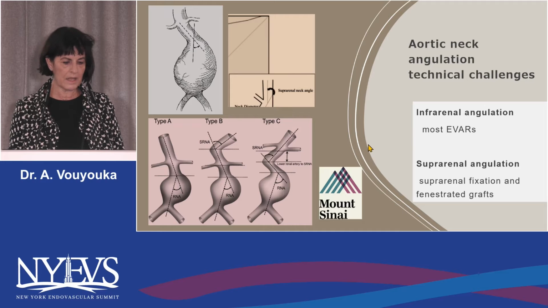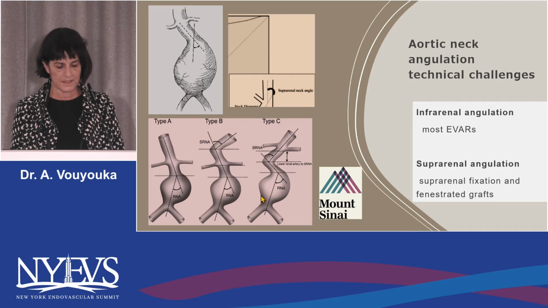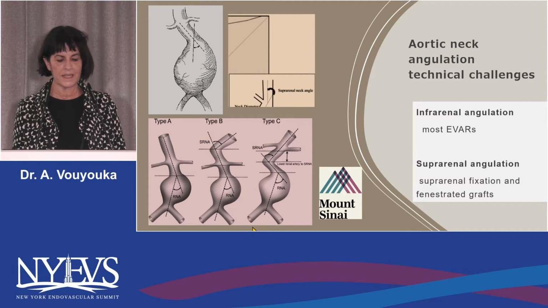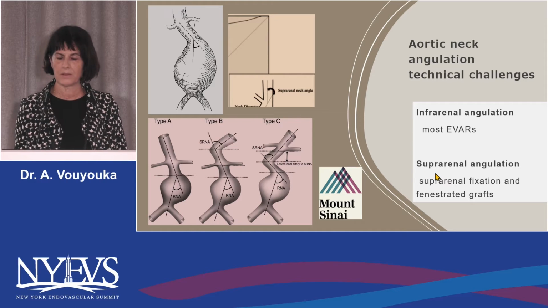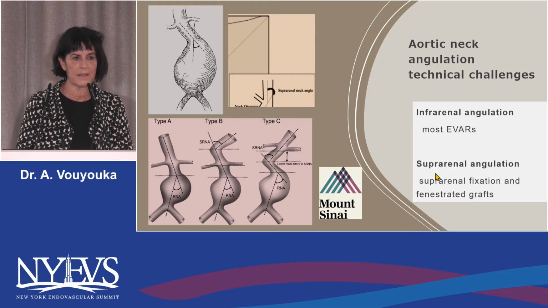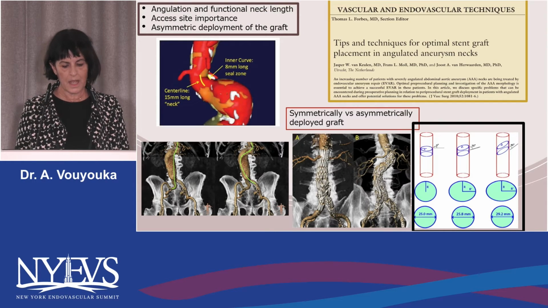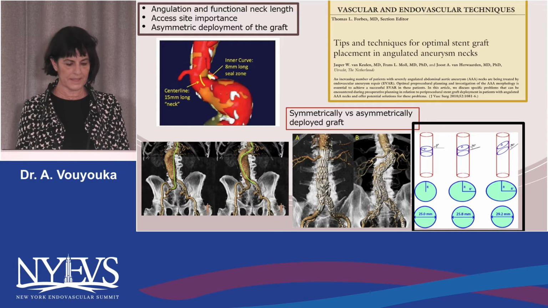So aortic neck angulation is defined as the angulation between the axis of the aneurysm and the neck. It comes in many patterns and combinations, as you see there, but it's usually either suprarenal or infrarenal. Infrarenal is the one that causes challenges most of the time for the garden variety endovascular repairs. This slide depicts some of the challenges that we have with an angulated neck.